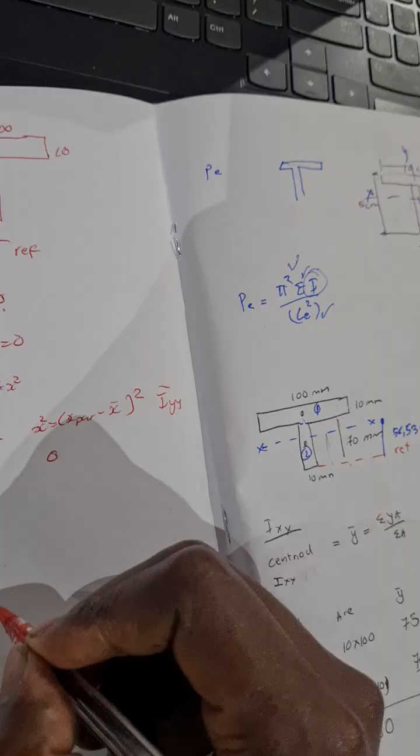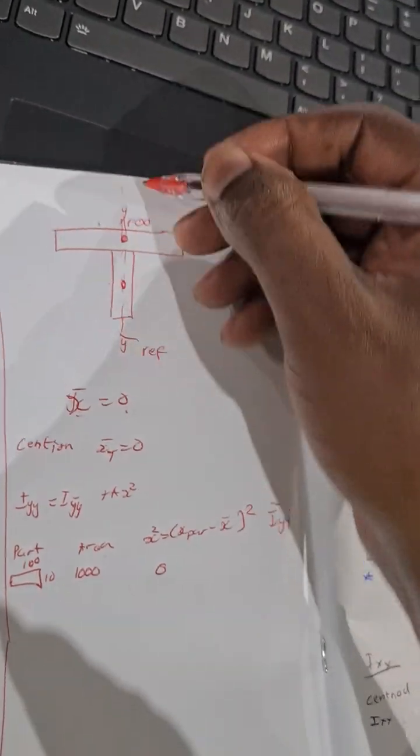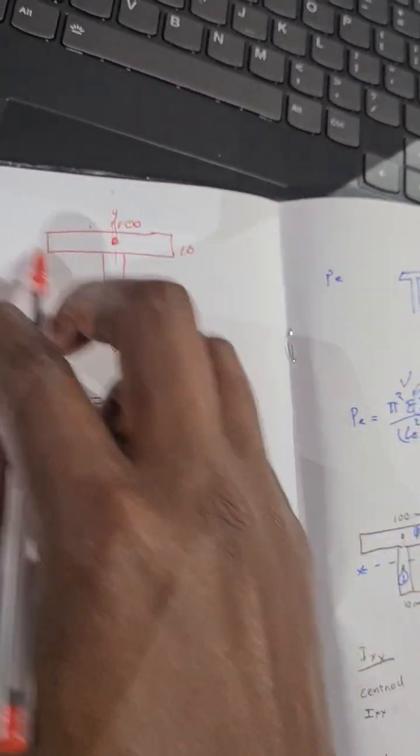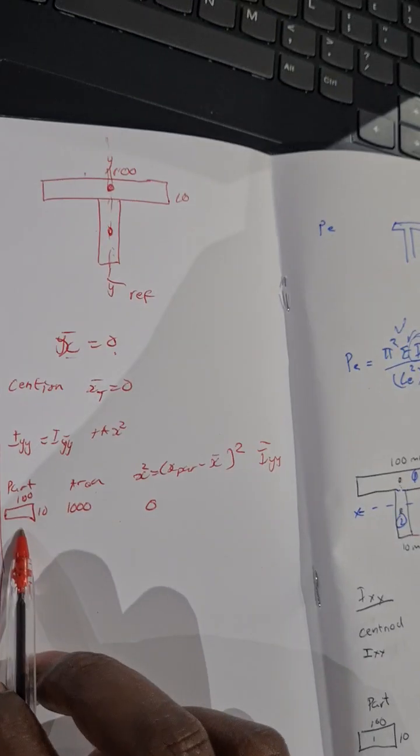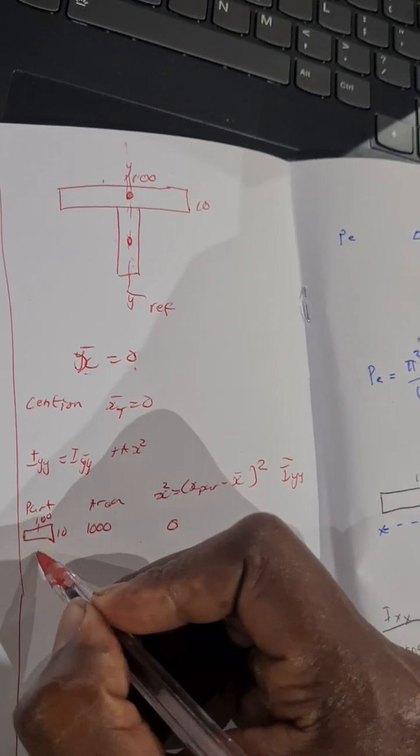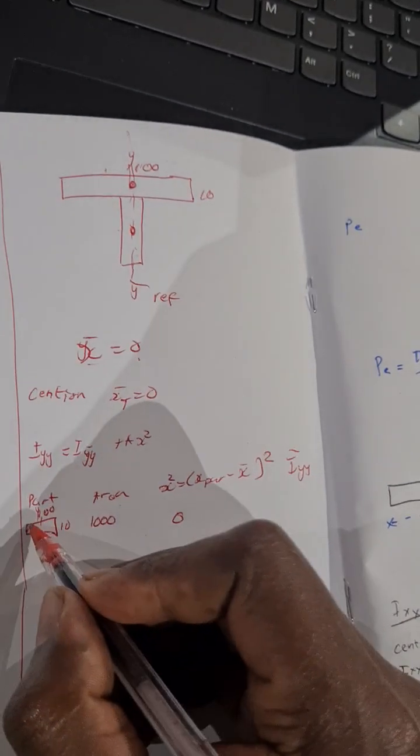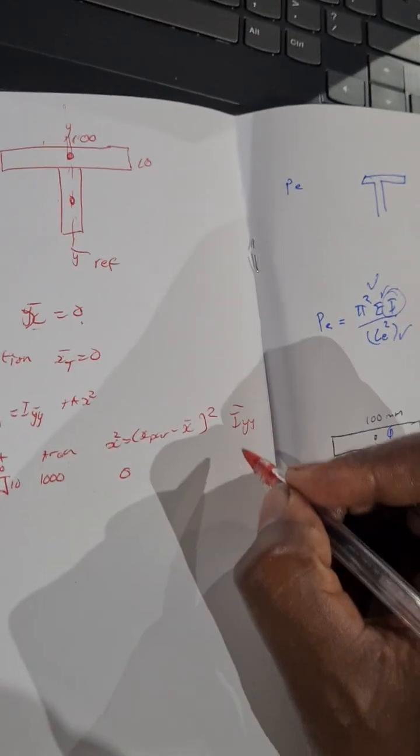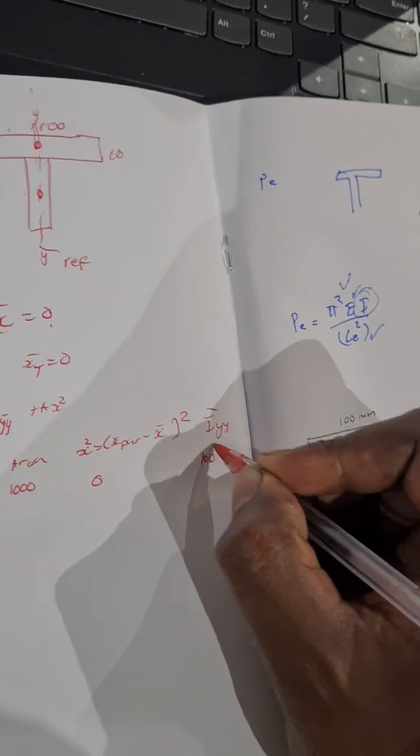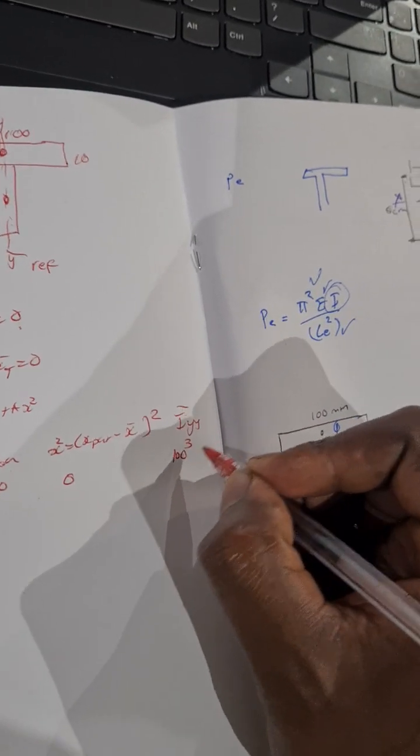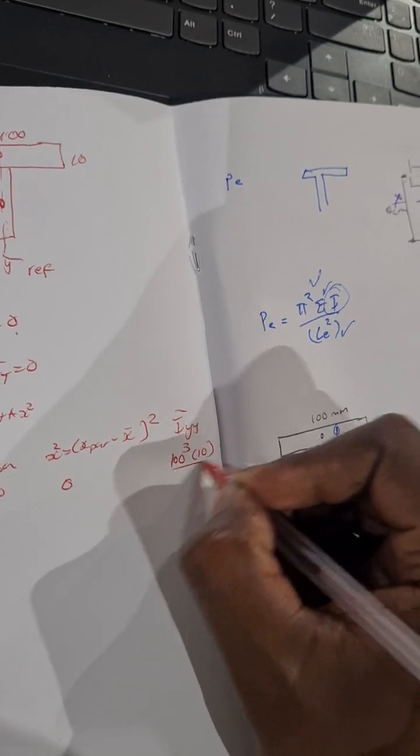Then y bar. So y bar is horizontal. So for this part, top part, Iyy is like this. So we're gonna cube the horizontal. So it's gonna be 100 cube times 10 over 12.